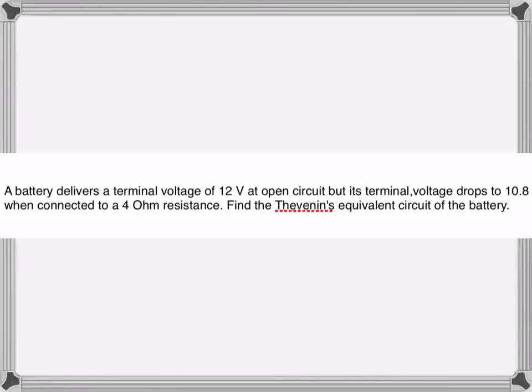I have a problem here. It says a battery delivers a terminal voltage of 12 volts at open circuit, but its terminal voltage drops to 10.8 volts when connected to a 4 ohms resistance. So we have to find the Thevenin's equivalent circuit for the battery.